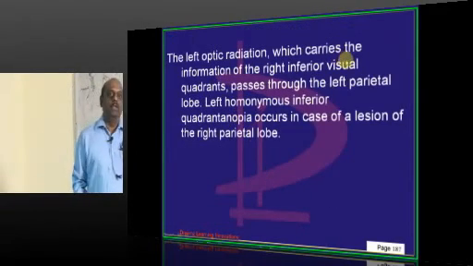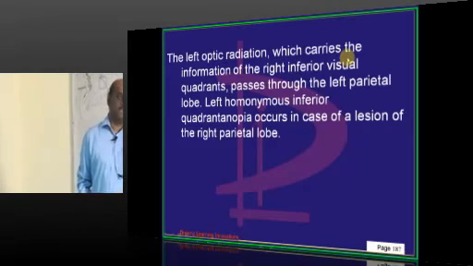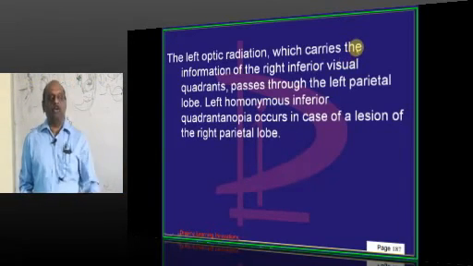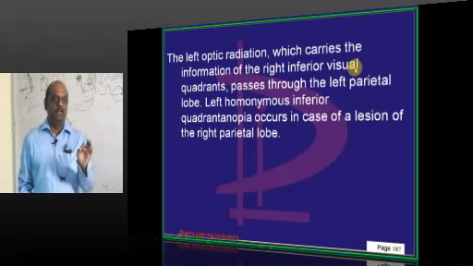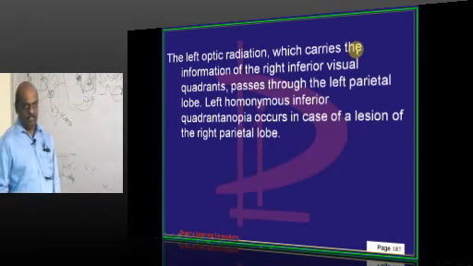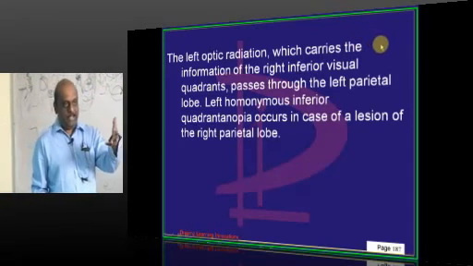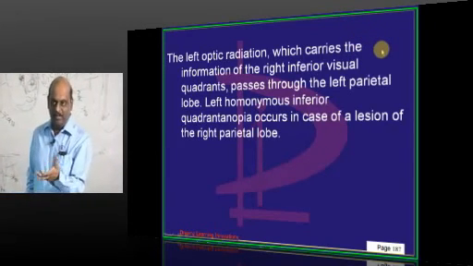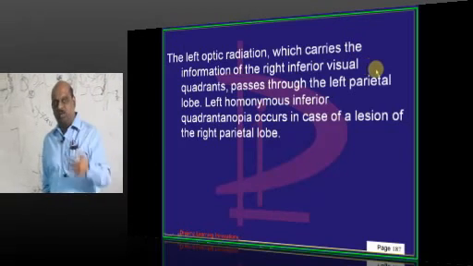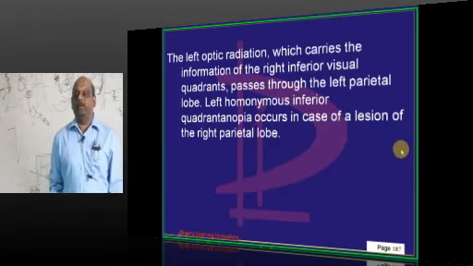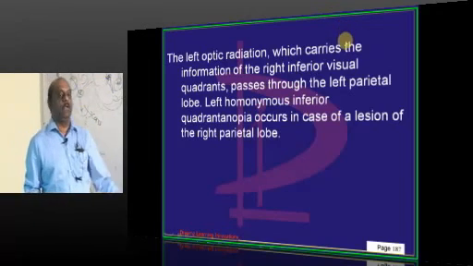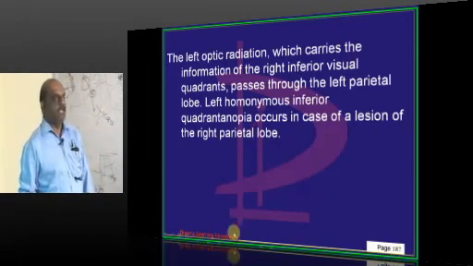Once more, doctor, visual pathway defects. Hottest topic in PG medical entrance. Without that there is no paper. Which is congruous hemianopsia, which is a macula sparing type of hemianopia, right? And which is superior quadrantanopia, inferior quadrantanopia. Entire visual path defects, one of the defects is definitely going to be there in PG entrance, any entrance you go.